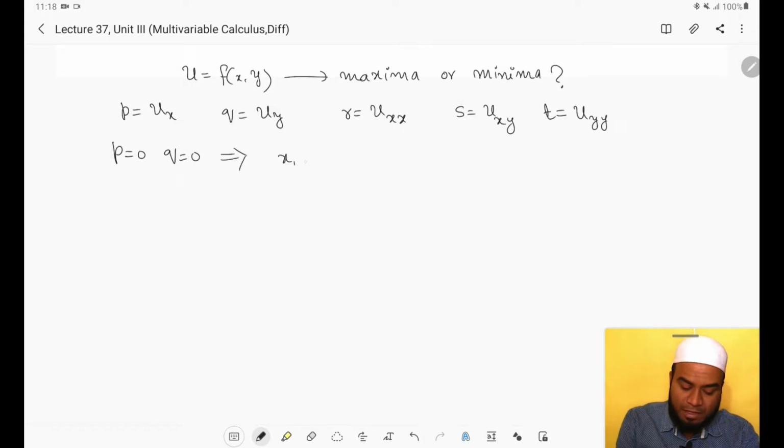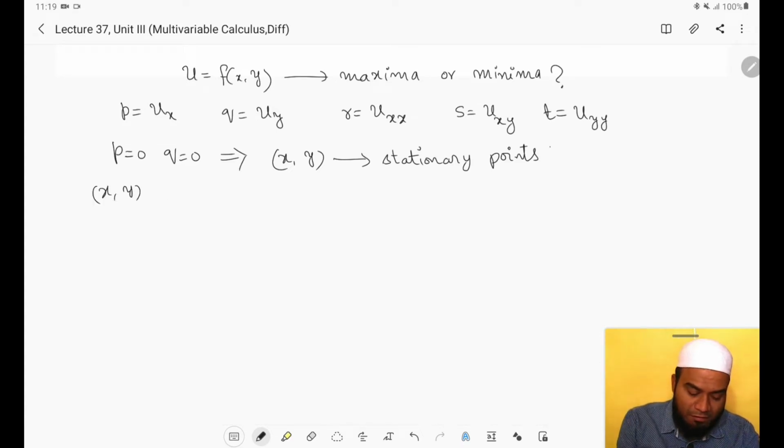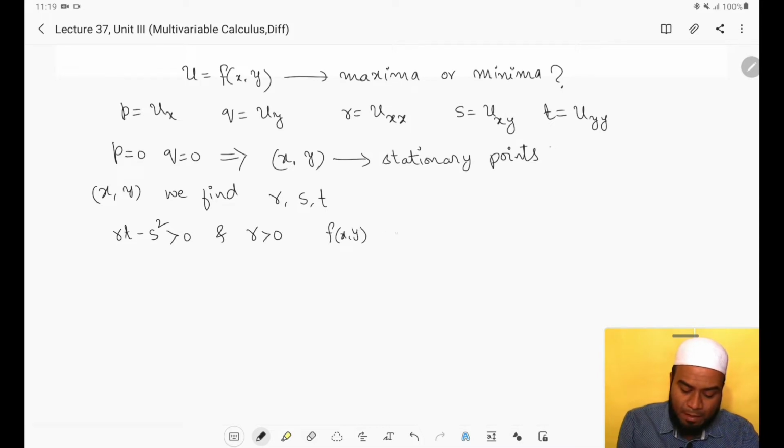Then we will get the values of x and y that will give us the stationary point or points. Sometimes we will get one stationary point, or sometimes we will get more number of stationary points, right? After getting the stationary points, then at each stationary point x comma y, we find the values of r, s, t. Then after that, we find rt minus s square. If this is greater than 0 and r is also greater than 0, then f of x comma y will be having a minimum at that specific stationary point.